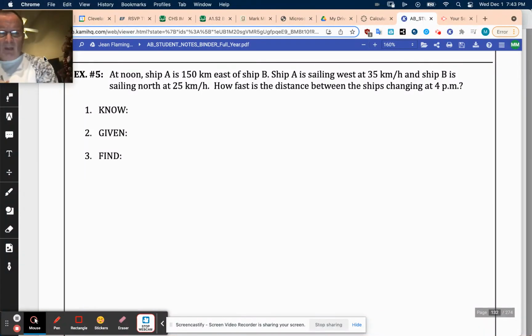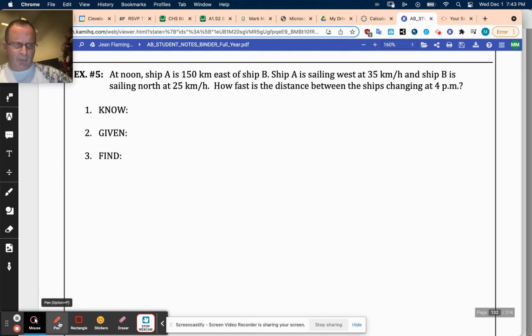Okay, on example 5, we have two ships that are 150 kilometers apart at noon. All right. One of them is going to be sailing towards the other one as the second ship is going to sail north. All right. Let me draw that situation for you.